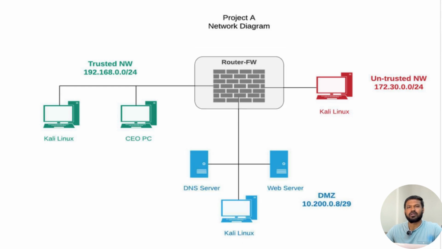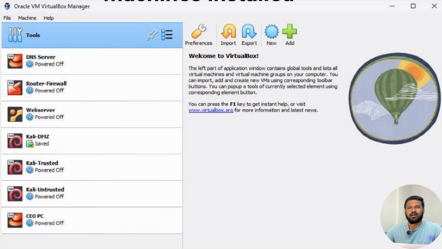All these networks are connected through a router firewall, ensuring secure and managed communication between them. This setup allows us to efficiently manage and secure the network by segmenting trusted, untrusted, and DMZ networks. I downloaded and installed the virtual machines in VirtualBox and configured the required network setup.